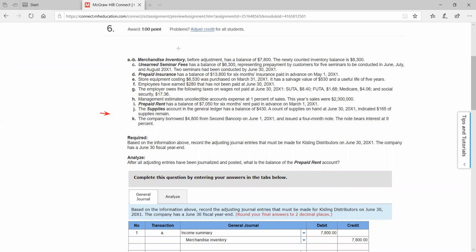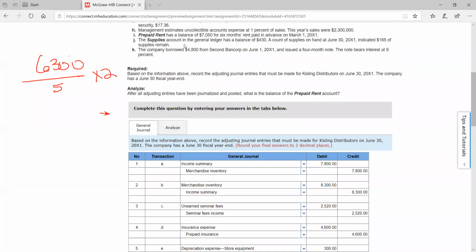So essentially, you just have to do an allocation. So what you do is take that 6,300 and divide by 5, and multiply that by 2. That essentially is how much you earn. And as I page down, that's where they're going to come up with this amount right here, 2520. Notice you debit your unearned account and credit your fees income account. All right. Letter D, I think you should be okay with.